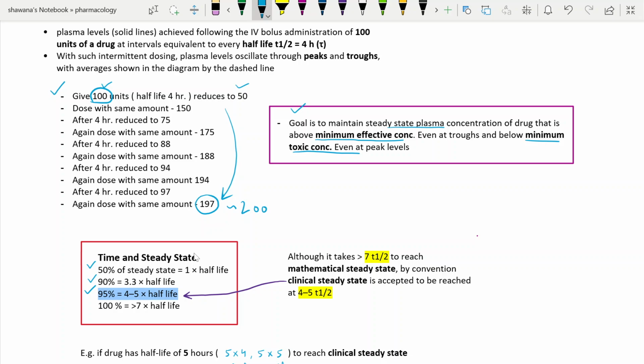After 7 half-lives, it is the mathematical steady state. We do not use the mathematical steady state in clinical scenarios because it is practically impossible to achieve. 100% of the steady state is achieved after 7 half-lives, but the most important thing is the clinical steady state, and the clinical steady state is accepted to be reached at 4 to 5 half-lives. Okay, and it is very important.